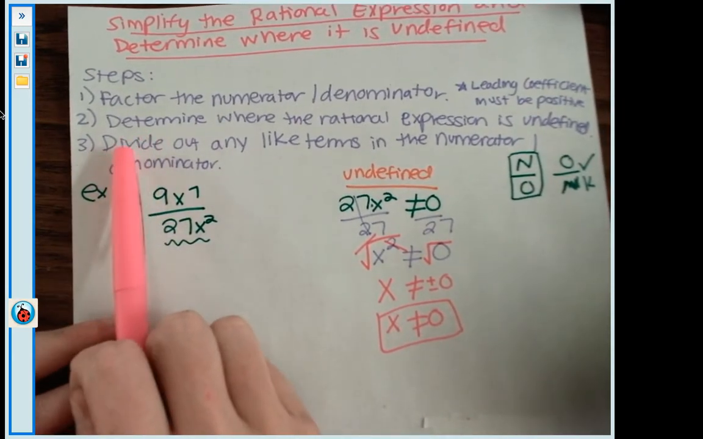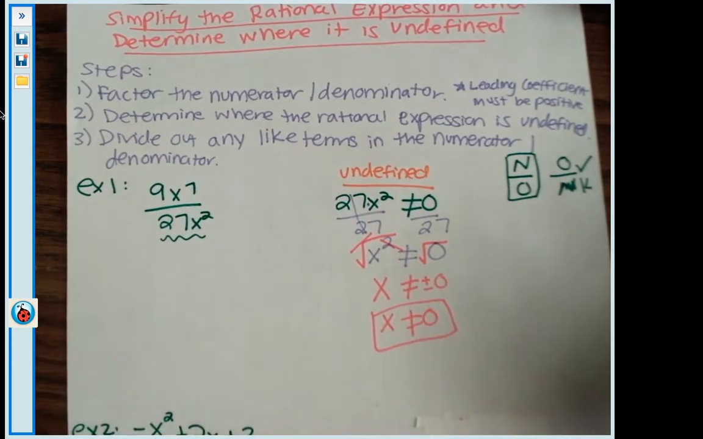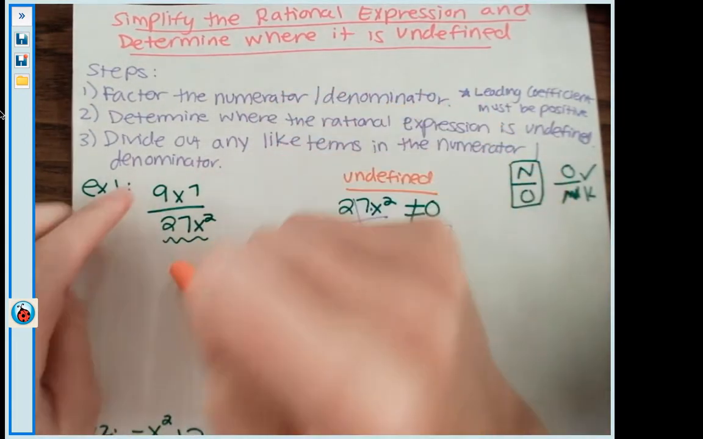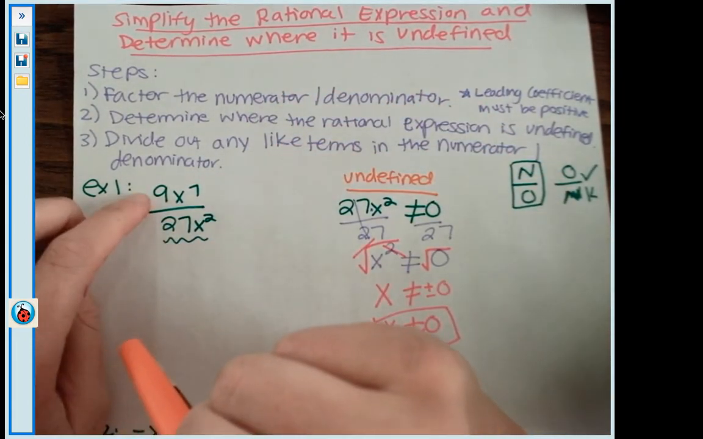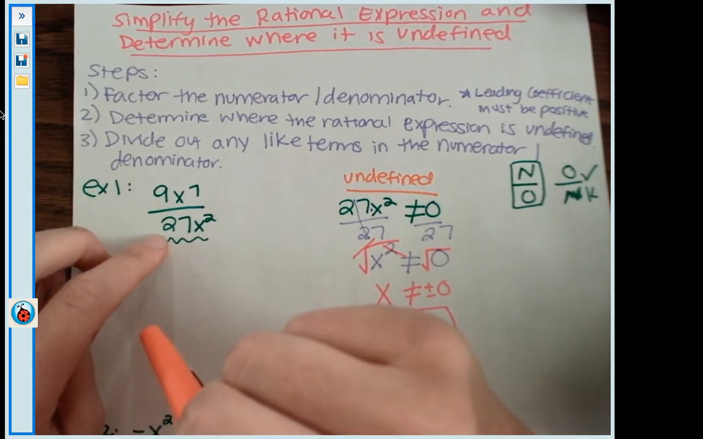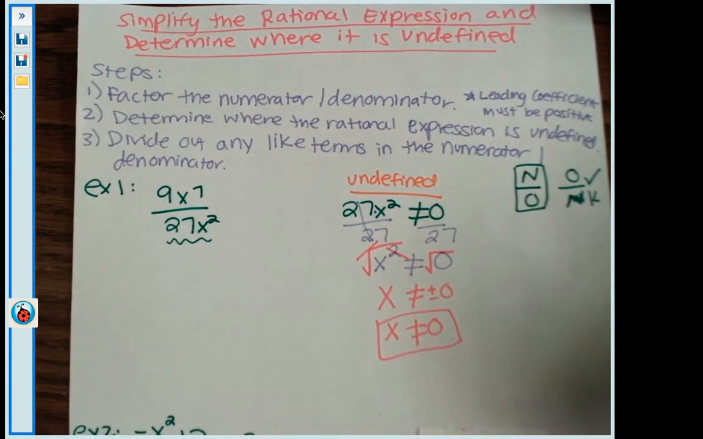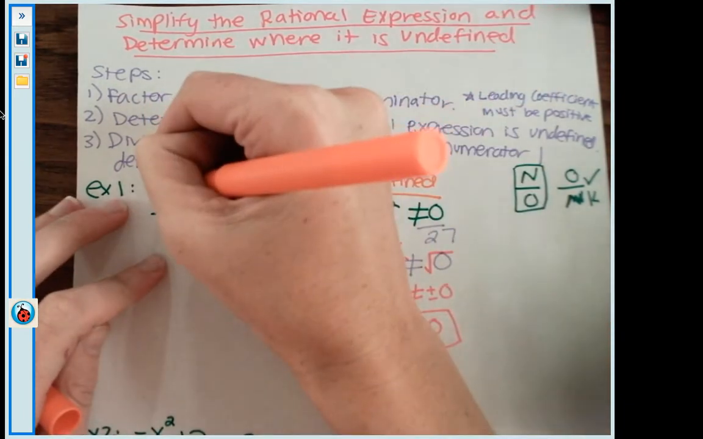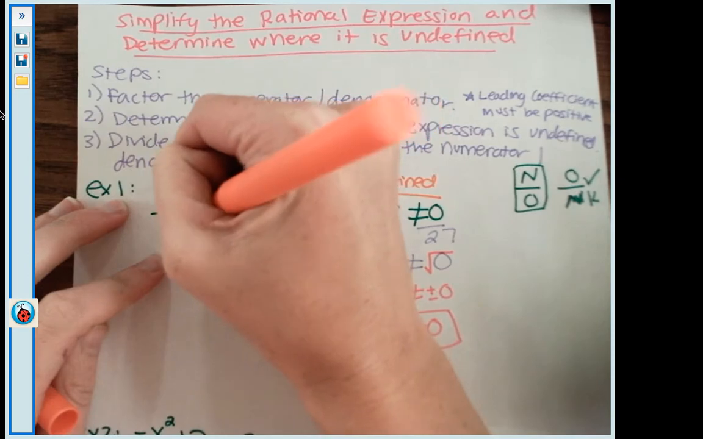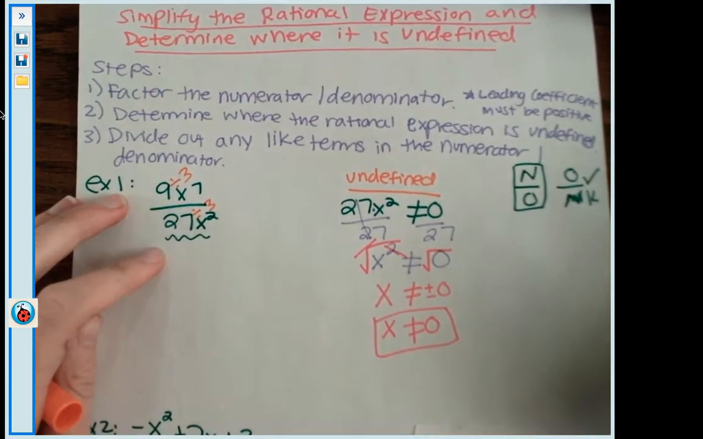Okay, so basically, you can never put 0 for x in here because it will make the denominator 0. Alright, so after that, we are going to divide out any like factors in the numerator and denominator. So let's start with the numbers first, thinking about something that goes into 9 and 27. The largest number that goes into both is 3. So I'm going to divide my 9 and my 27 by 3.